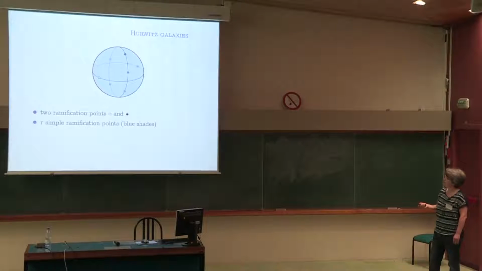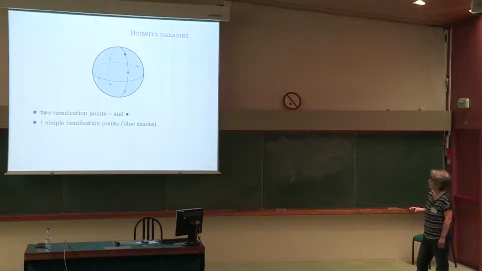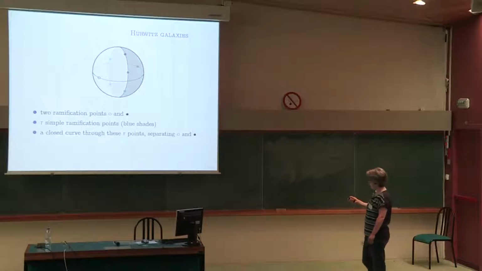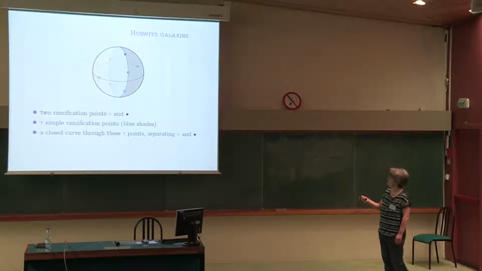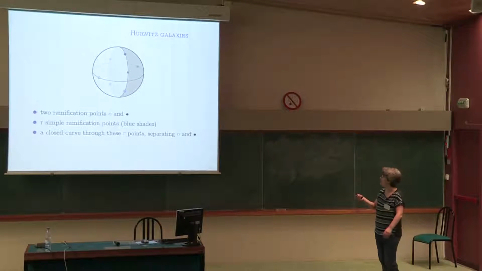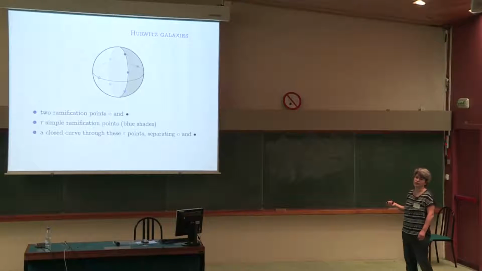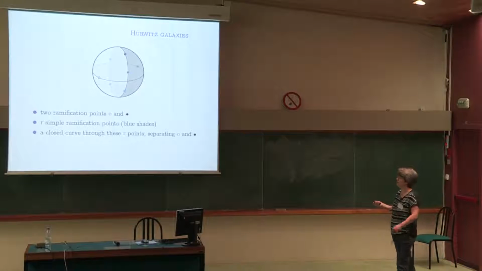I have some simple ramification points. I will choose for them some points on this curve, and actually I will look at the curve that goes through the R simple ramification points, and that's it. I will choose these points and this curve so that the white and the black complex ramification points are separated by this curve.